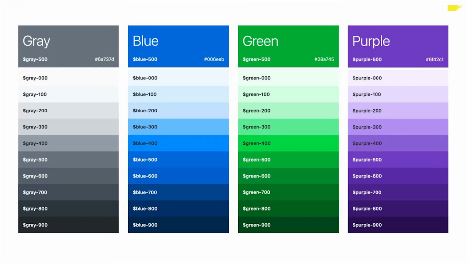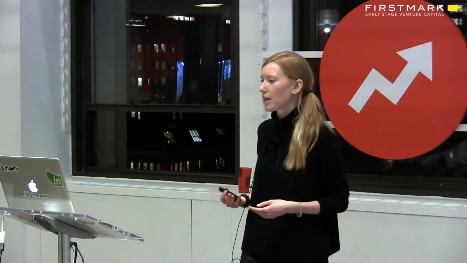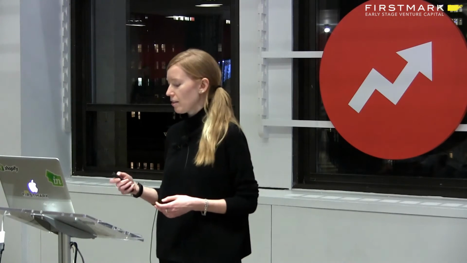But those all map to something, to another, what I would call a functional variable, so that it's something that describes its purpose and how that variable should be used. So every base color variable maps to a foreground or background or border color, and we may also end up having things like fill colors for SVGs. And then those are the variables that are used within our styles throughout the site, which are things like components and utilities, and unfortunately more custom styles than I would like.